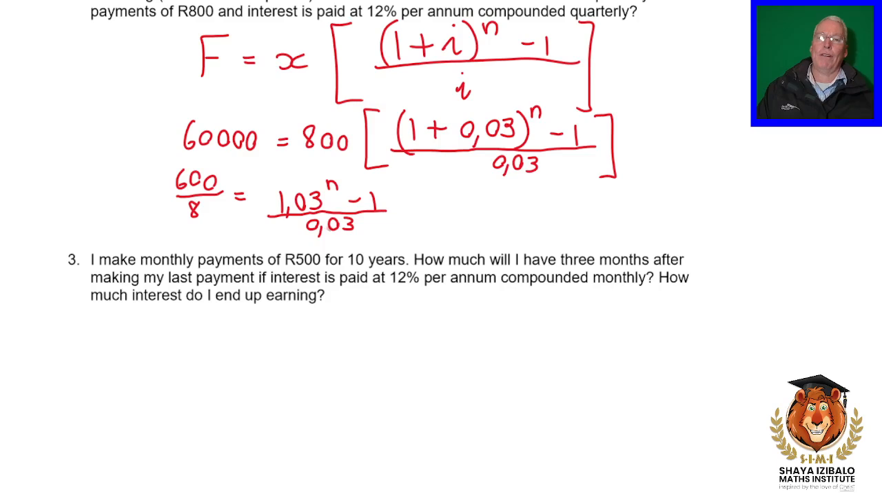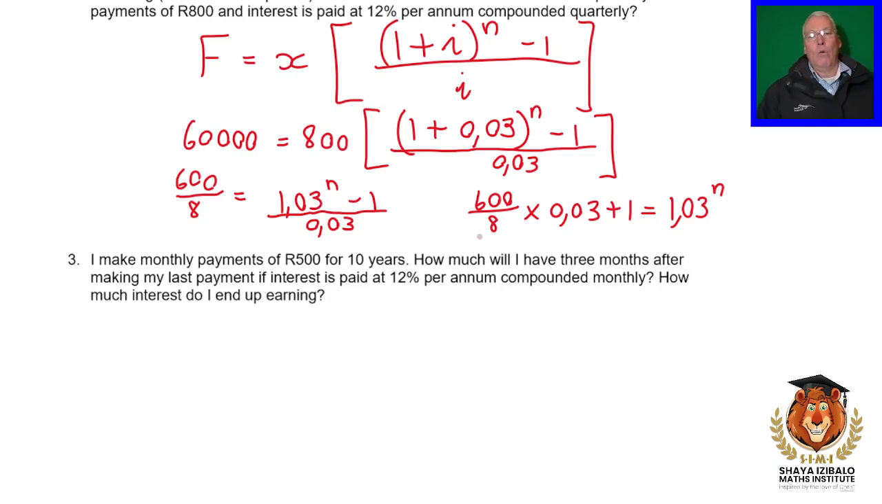We're going to get rid of this fraction on the right-hand side by multiplying both sides by 0.03. So we're going to get 600 over 8 times 0.03, and that's going to be 1.03 to the power of N minus 1. Let's add 1 to both sides, seeing as we're running out of space a bit. Now, all of this stuff here is just a number, right? So we've got our variable in the exponent, and when that happens, we're going to use our log function.